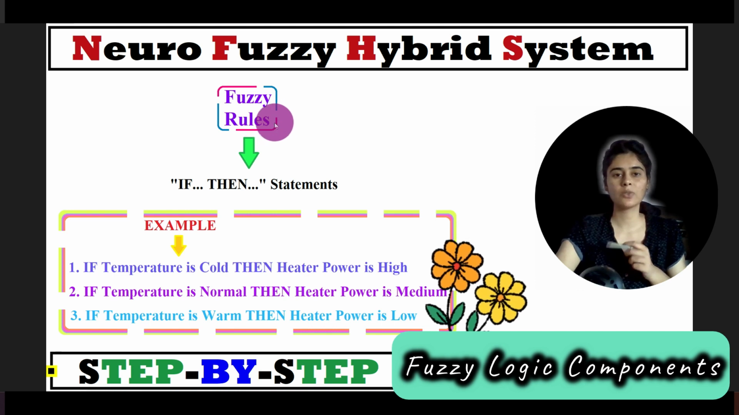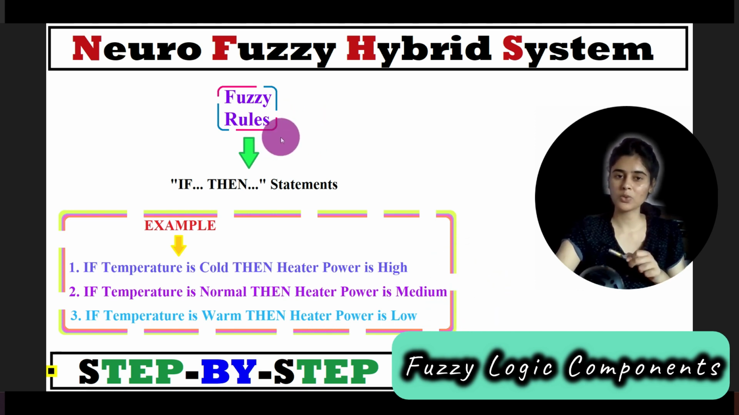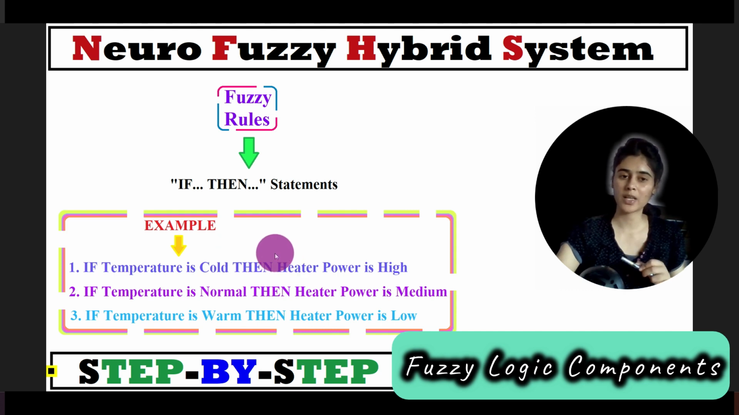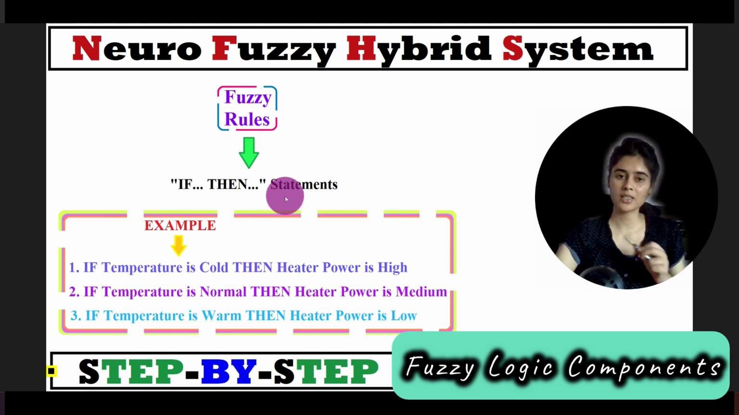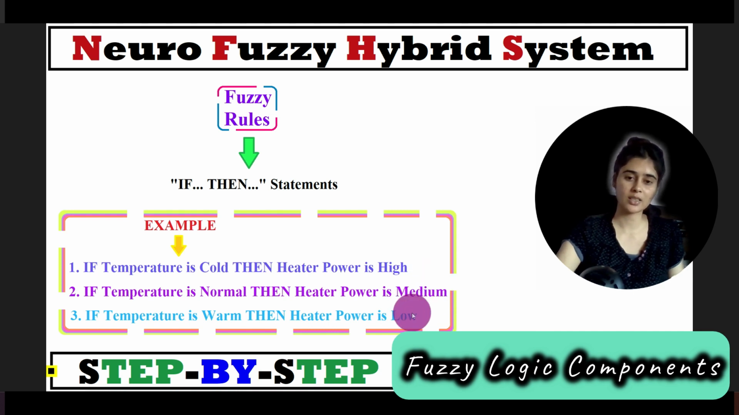Next we have fuzzy rules. Fuzzy rules are used to define the relationship between input linguistic variables and output linguistic variables. Natural language is used to express each rule in the form of if-then statements. Fuzzy rules capture expert knowledge and are used to make decisions based on the fuzzy input data. For example, if room temperature is cold, then heater power is high, because when it is cold we want to increase the heater power to warm it up. Next rule, if the temperature is normal, then heater power is medium. Third rule, if the temperature is warm, then heater power is low.